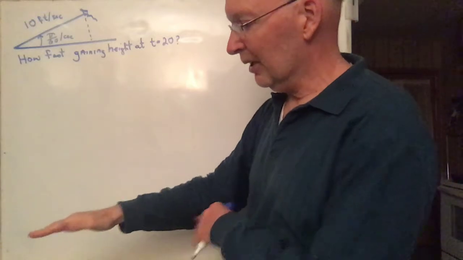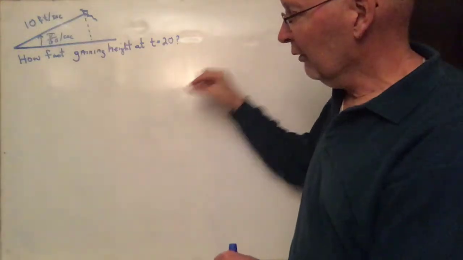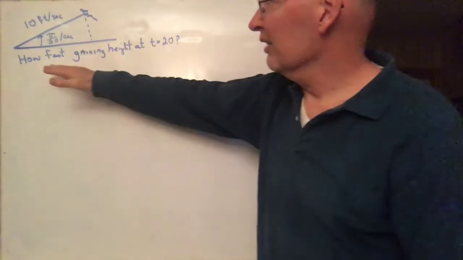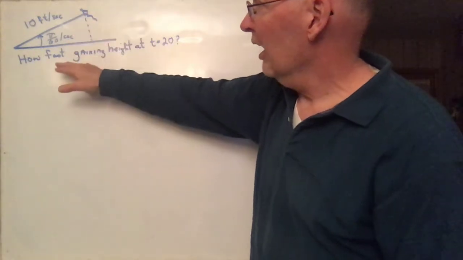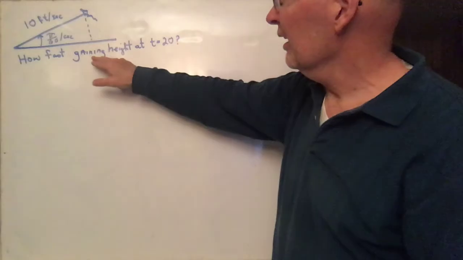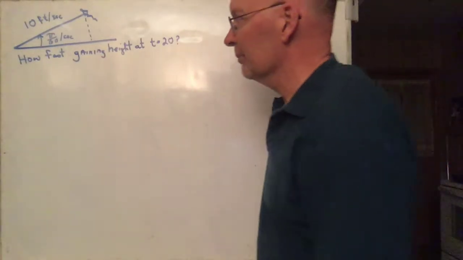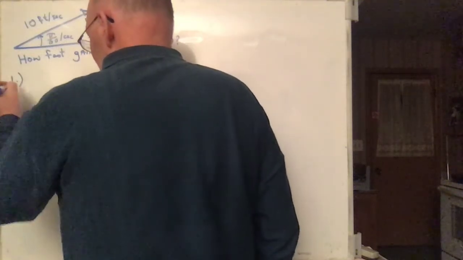So two things are happening. If I want to do it from this side, the string is coming out farther and farther, and the angle of elevation is increasing. So both of those things are going to make the kite go higher in the sky, and we want to know how fast is the kite gaining height at 20 seconds, okay? T equal to 20. So let's go through the steps and remember what they are.